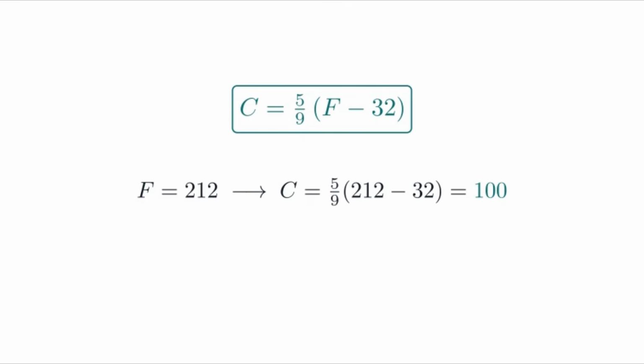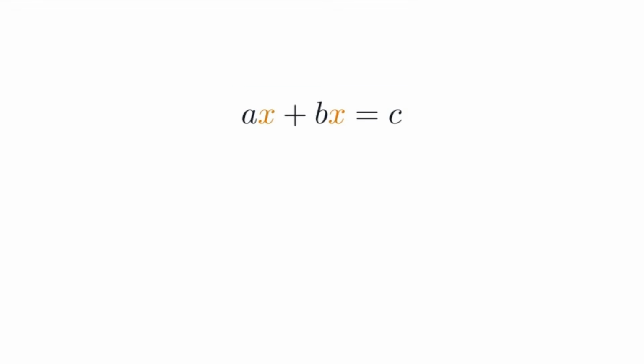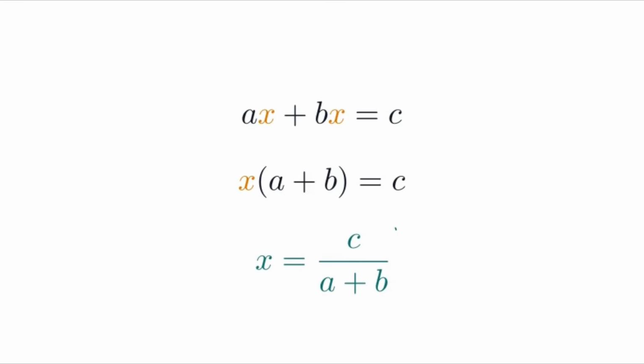One case needs a little more care, when your variable shows up more than once. You can't isolate two x's at the same time, so first make them one. Factor x out. Now it's a single x multiplied by a bracket, and you divide by that whole bracket. Same rule, one extra step.